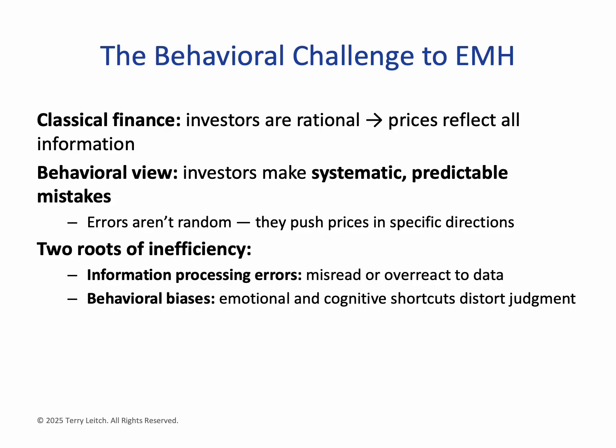Two roots of inefficiency: information processing errors, where we misread or overreact to data. Okay. Behavioral biases: emotional and cognitive shortcuts distort judgment. So it's like how we box things, how we box thinking about a situation can actually influence how we decide to respond to it. We can misread or we could overreact. So denial, shock, these can all lead to different patterns of behavior.